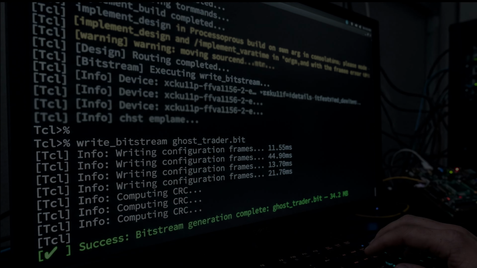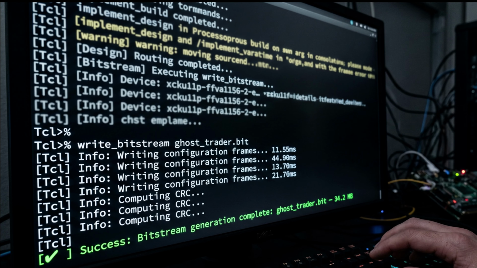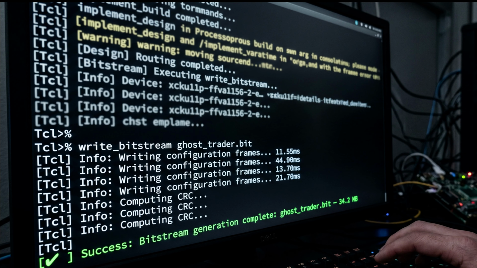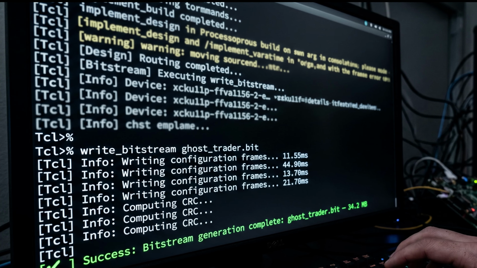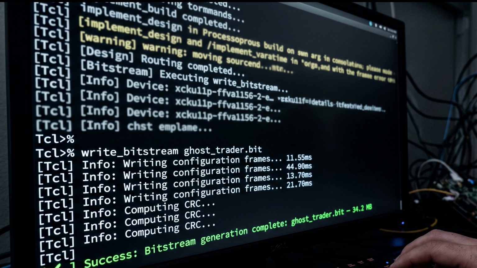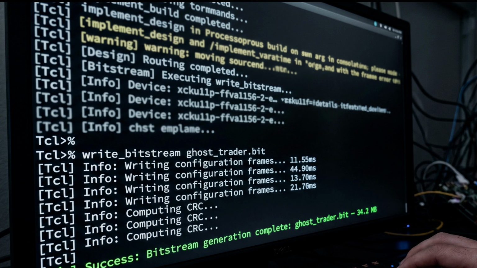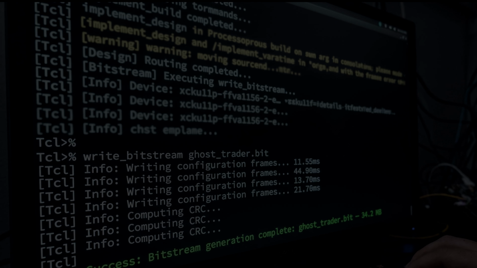A single command in Vivado. Write Bitstream. Output ghosttrader.bit, 34.2 megabytes. The Ghost's entire architecture, every LUT configuration, every routing decision, every nanosecond of precision, in a single file.